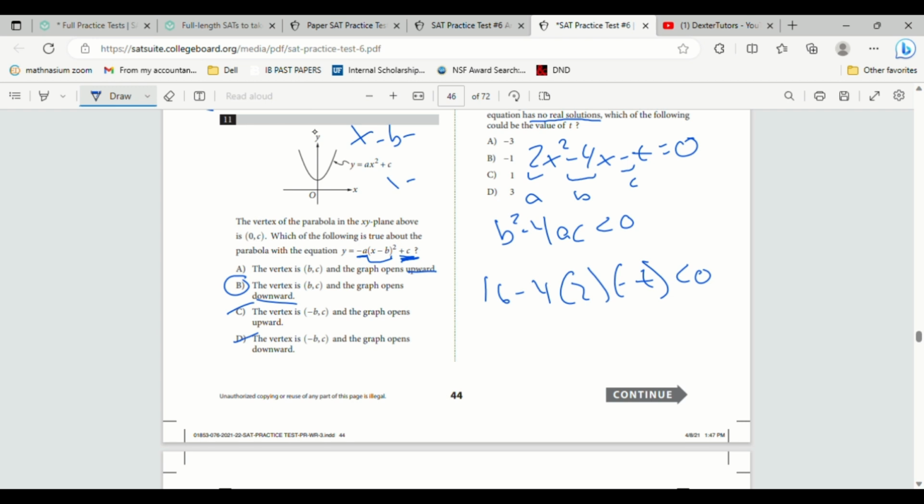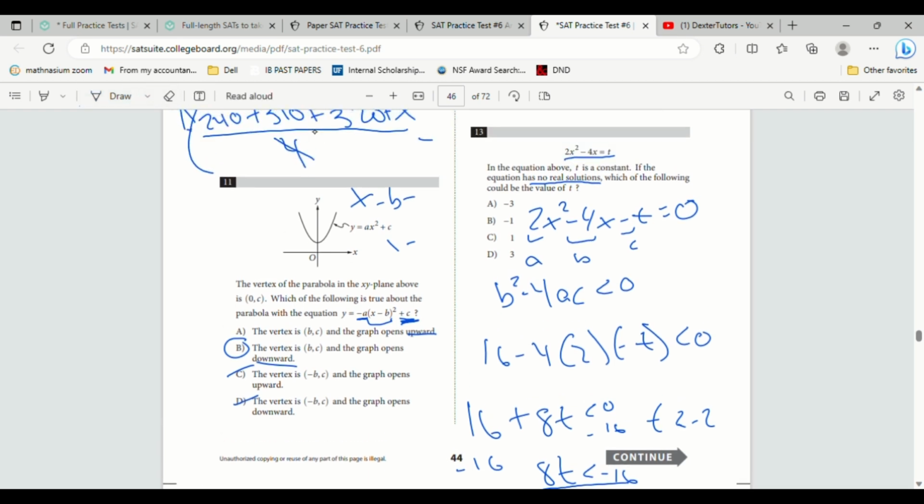Now we're going to multiply the 4, the 2, and the negative t. So we have 16. Negative 4 times 2 is negative 8, times negative t is positive 8t, so plus 8t less than 0. We're going to subtract 16 from both sides. That's 8t is less than negative 16. Divide everything by 8, leaving us with t is less than negative 2. And so which value of t could be true? That would be A, since negative 3 is less than negative 2.